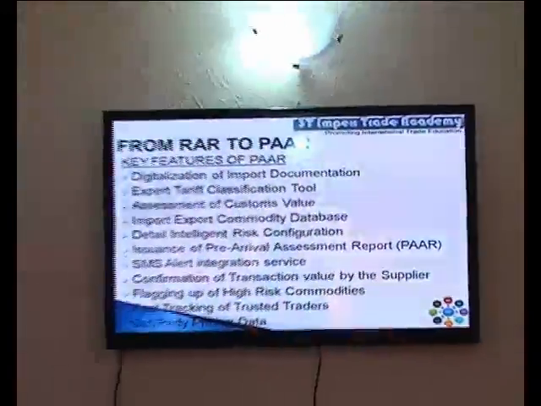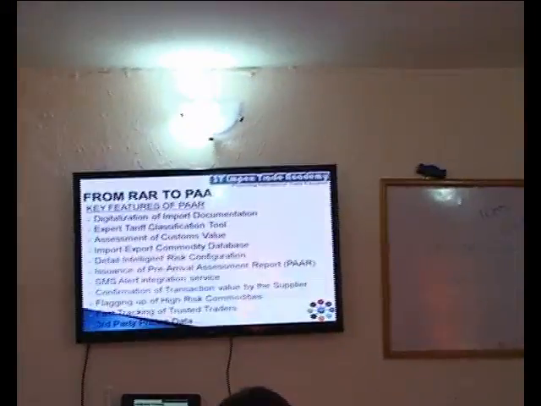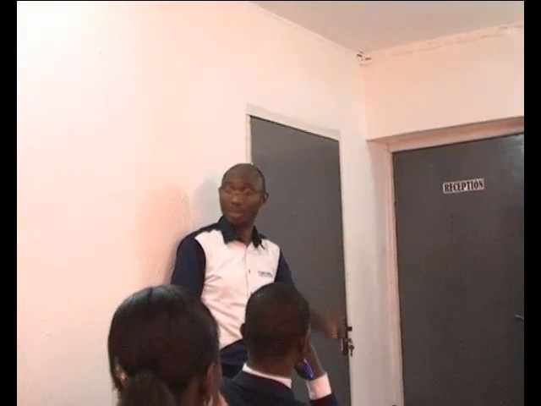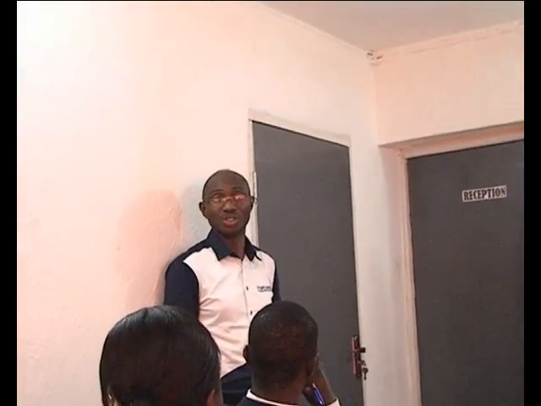Import-export commodity database. This is another very important data. Last year, after about 6 months of this program, they did an assessment and came up with data that on that platform, over 160,000 companies have registered, and the people that are actively trading are over 60,000. That was last year, around October. So I'm sure now it's probably higher.